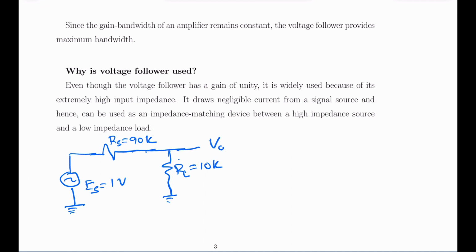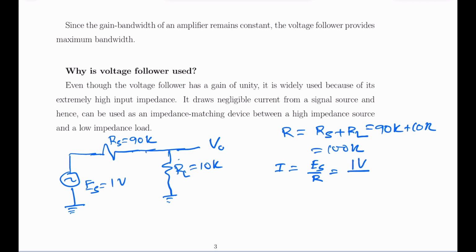So if I take the output voltage across the load, what will we get? See, in this circuit, the total resistance R is RS plus RL, and this is equal to 90K plus 10K. So this is 100K. So the current in the circuit is I equal to ES upon R. This is 1 volt upon 100K. So this is 10 to the power minus 5 ampere.